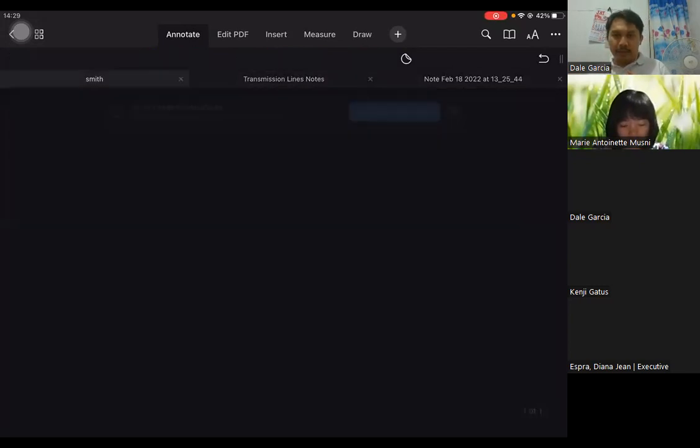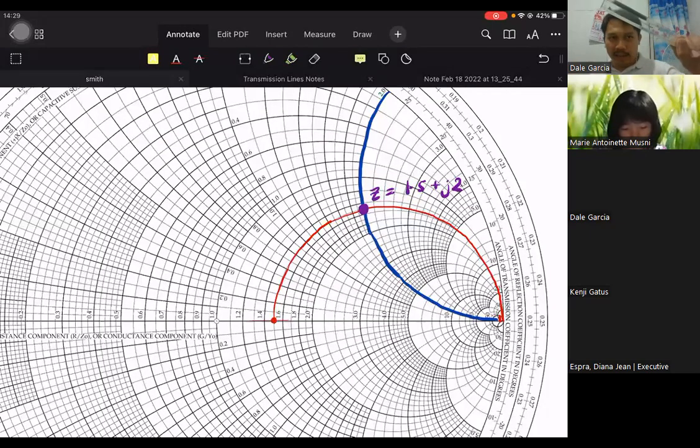Uh-huh. 20. No, delete 20. Now I'm using a ruler here. I'll use the ruler to check.